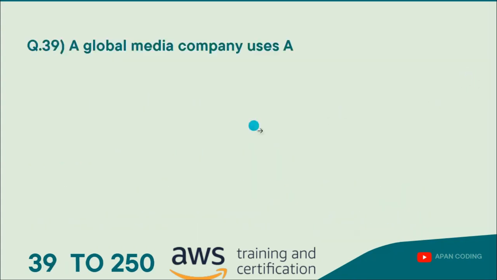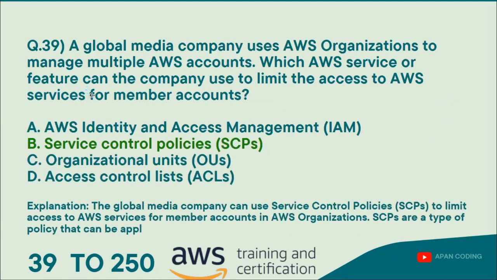Thank you. And next, question number 39. A global media company uses AWS Organizations to manage multiple AWS accounts. Which AWS service or feature can the company use to limit access to AWS services for member accounts? Which one, friends? SCP, you know this very well, friends. SCP is not an IAM service, it's Service Control Policies. Okay, so the explanation is here. In the next slide I will show you the pictures and where SCPs work.